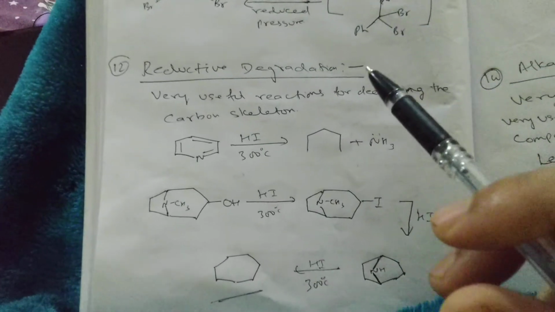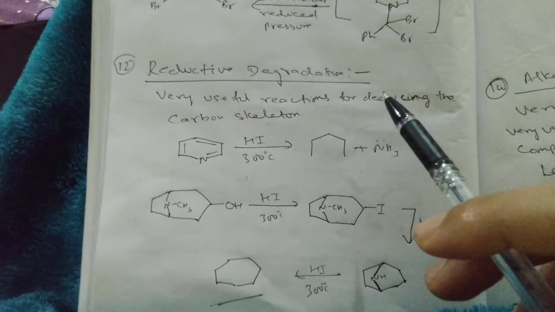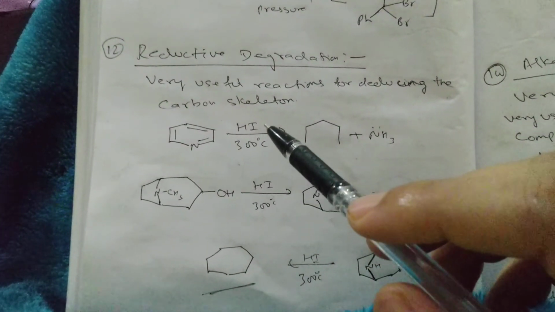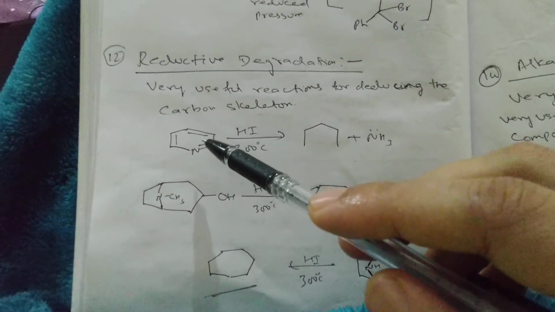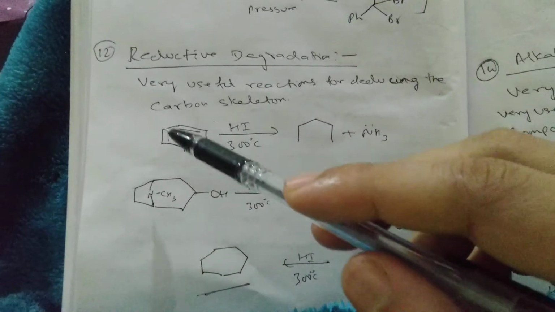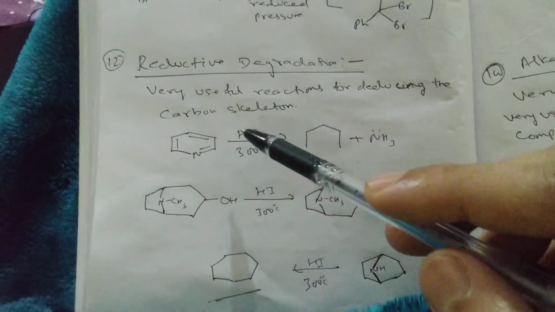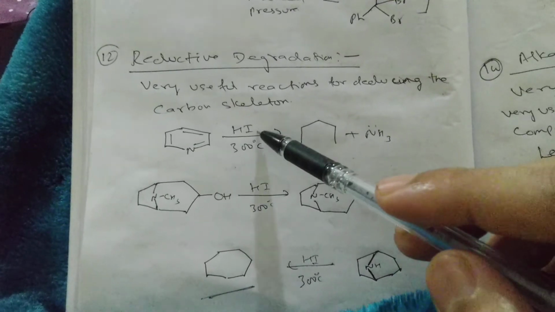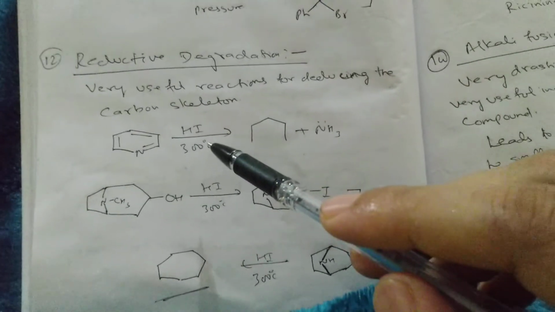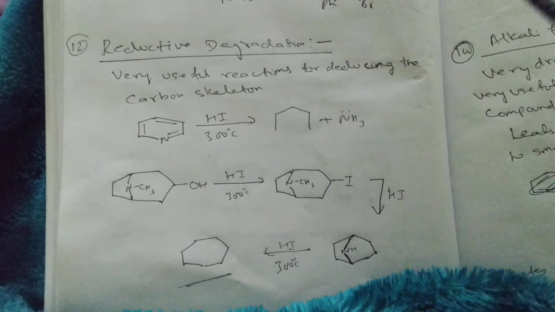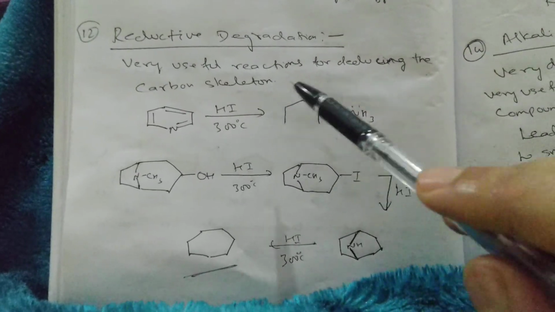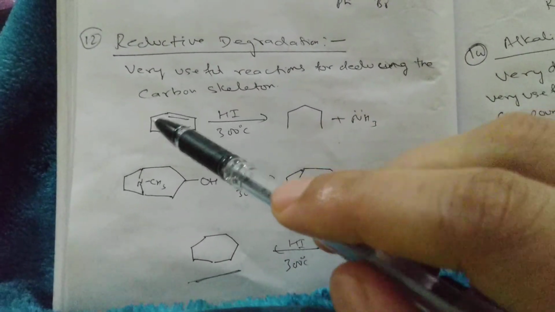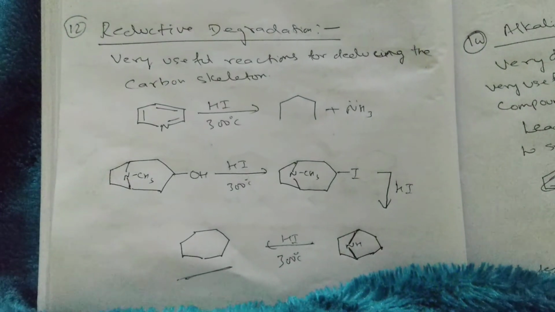Next is reductive degradation. So this is a very useful reaction for reducing the carbon skeleton again. See this, how hard you are hitting. You are taking this, this is a pyridine, but it's just an example, anything could have been. It could have just a pyridine ring in the whole alkaloid structure. You are heating with HI, a very, very powerful, very strong acid, okay? At 300 degrees Celsius, you break up everything, ammonia is lost, and you're left with 1, 2, 3, 4, 5 carbons. So you know that something was there which had 5 carbons. So you get some kind of structure.